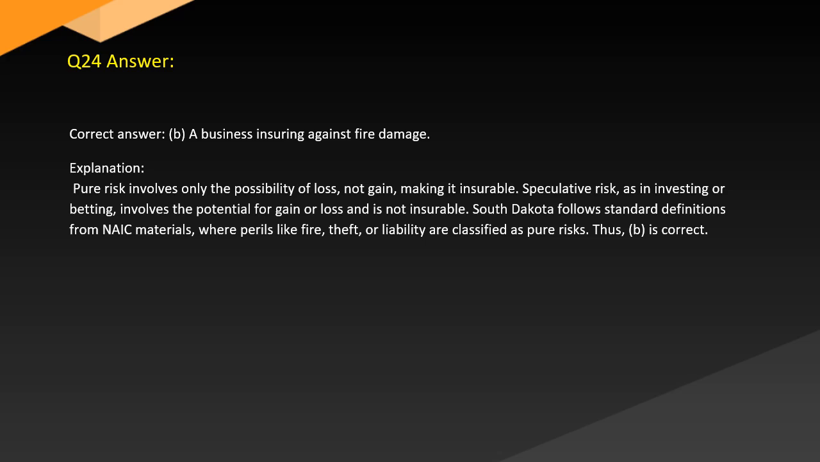Answer. Correct answer: B. A business insuring against fire damage. Explanation: Pure risk involves only the possibility of loss, not gain, making it insurable. Speculative risk, as in investing or betting, involves the potential for gain or loss and is not insurable. South Dakota follows standard definitions from NAIC materials, where perils like fire, theft, or liability are classified as pure risks. Thus, B is correct.